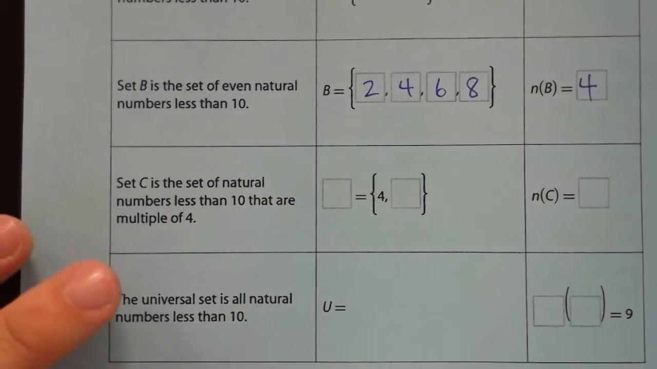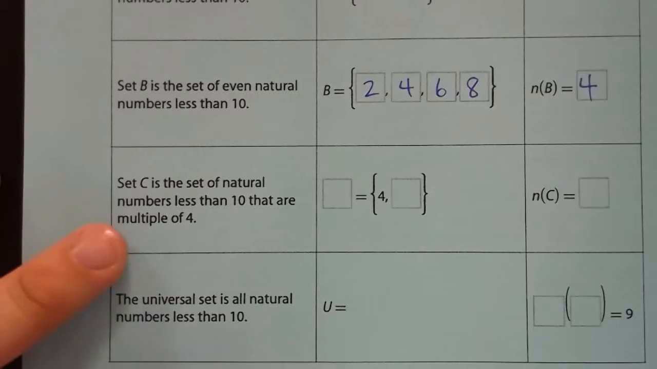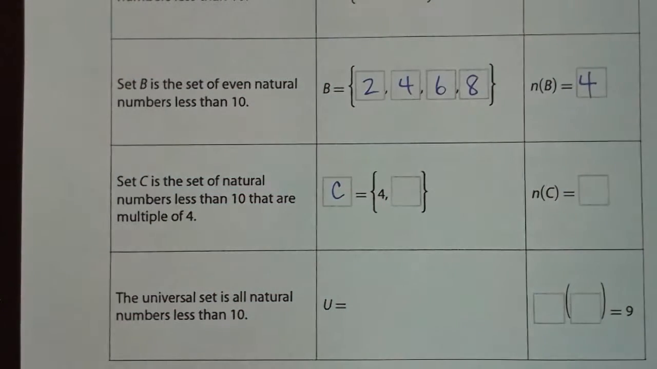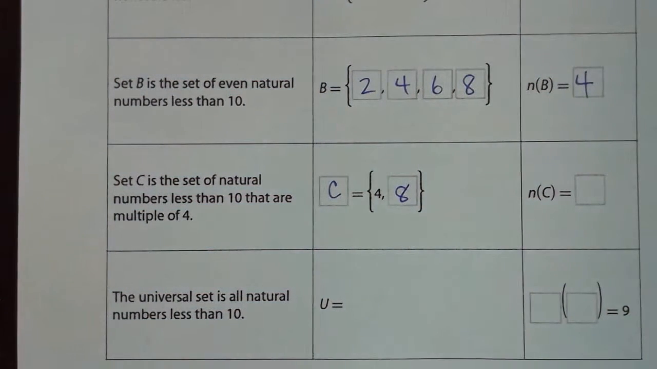Set C is the set of natural numbers less than 10 that are multiples of 4. So first of all, we give the set a name. We called it set C. And what does it mean to be a multiple? It's not what goes into 4, it's what? What's multiples of 4? So 4, then 8. Good. And we stop there because it has to be less than 10.